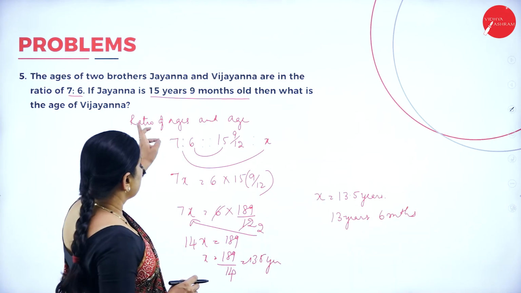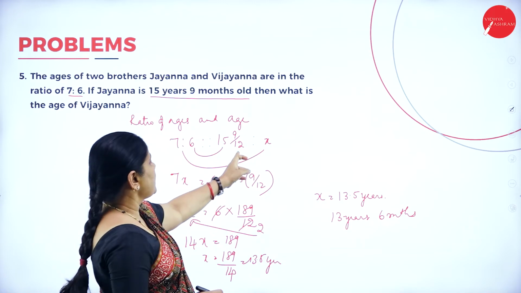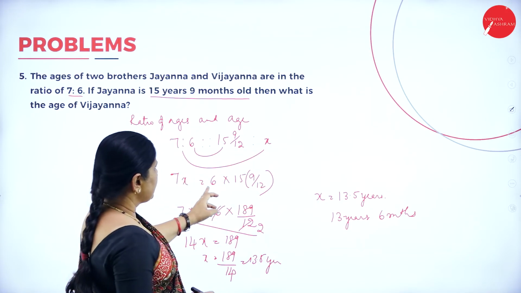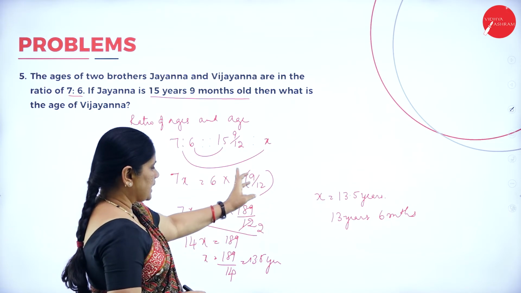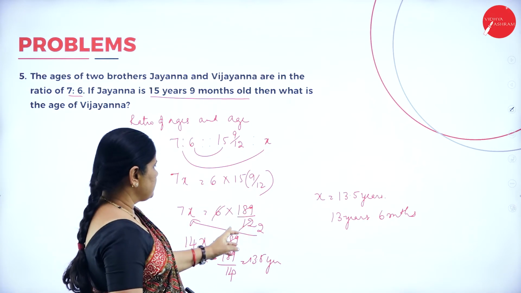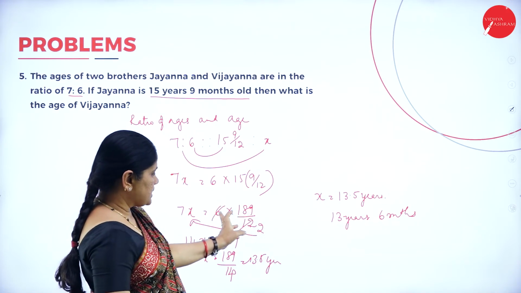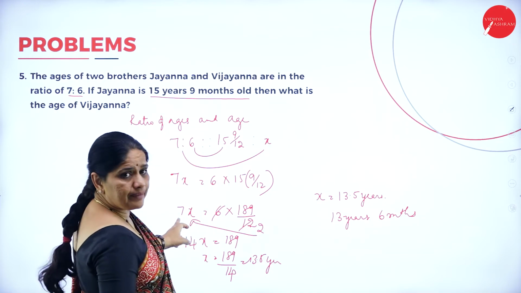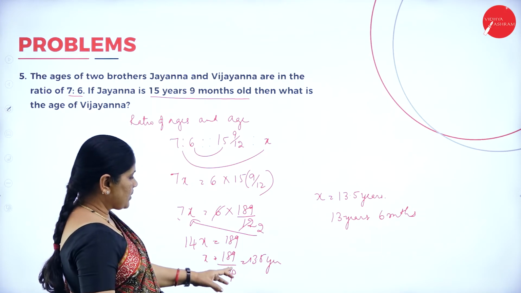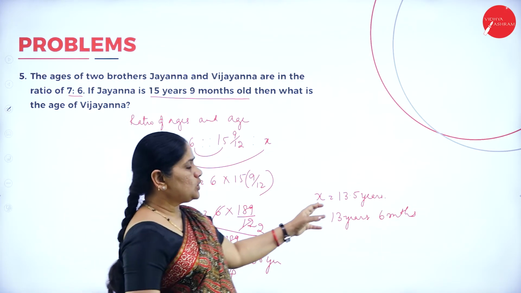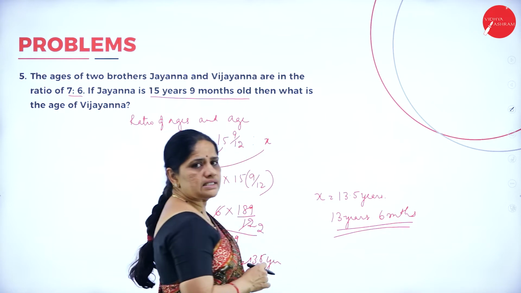So, we have here a ratio of ages and an age. So, the ratio of the ages is 7 is to 6 as 15 into 9 by 12 is to x. So, 7x equals 6 into 15 into 9 by 12. When I convert it into an improper fraction, I get 189 by 12. So, 7x equals 6 into 189 by 12. 6 will be cancelled here. I get 2 here. This 2 I am multiplying with 7. So, 14x equals 189. x equals 189 by 14. So, that comes up to 13.5 years or 13 years 6 months. So, this is the answer.